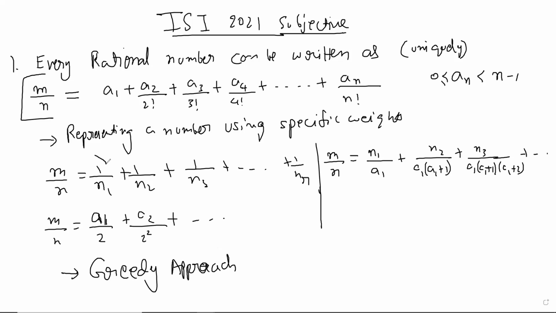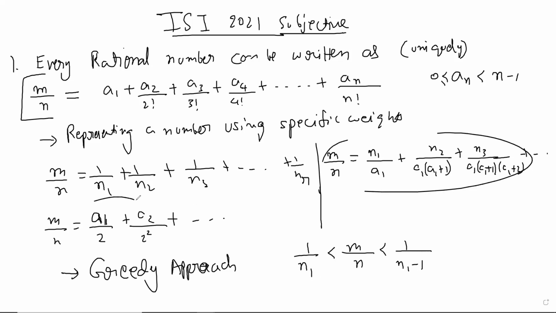So what would it mean in this case? It would just mean that your n1 should be picked such that 1 by n1 is less than m by n, but it is the best n1, which means that 1 by n1 minus 1, which is just the next bigger one, is bigger. So you're choosing the best one. Here also you do the same, and in all these things we just choose the best possible at each step. Then you take the difference, subtract, and on the residue you do the same thing. But the main thing to show is that it terminates, and for that you have to find something that actually decreases, and so you can use that to say that it will terminate.